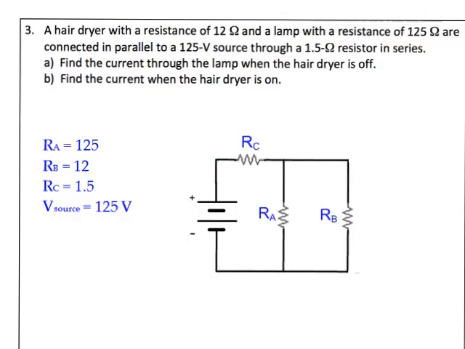So take a moment and do that, please. And remember the A, B, and C subscripts are pretty arbitrary. I just happen to label the 125 ohms as A, the 12 ohms as B, and resistor C up here is the 1.5 ohm. But you do want to make sure that your hairdryer and your lamp are in parallel with each other, and then those two are in series with the 1.5 ohm resistor. And then my voltage source is drawn over here.